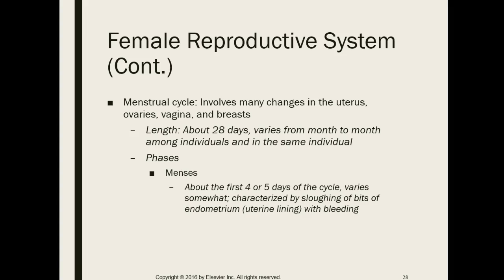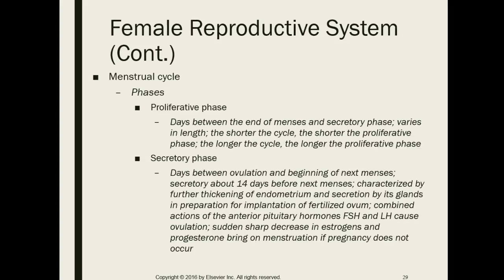So there's different phases of the menstrual cycle. The first is menses, which is the first 4 to 5 days of the cycle. It does vary a little bit, but this is when that endometrium or the uterine lining is going to kind of slough off, resulting in discharge and bleeding. Then we have the proliferative phase, which is between the menses and the secretory phase. This is going to vary a little bit, but this is essentially the body getting ready for ovulation.